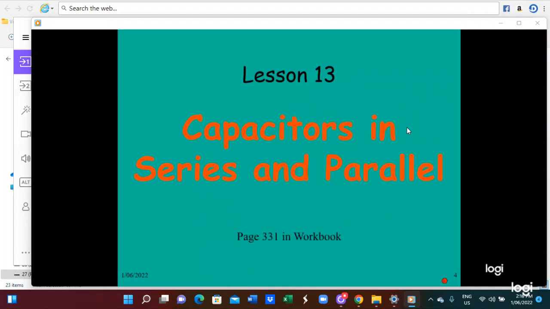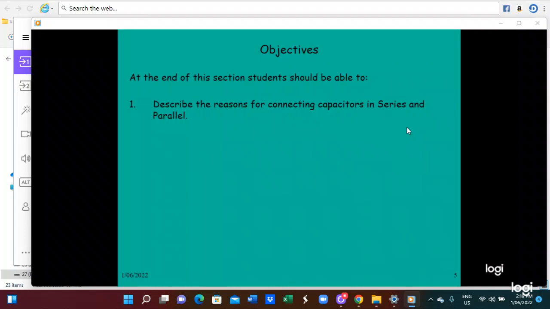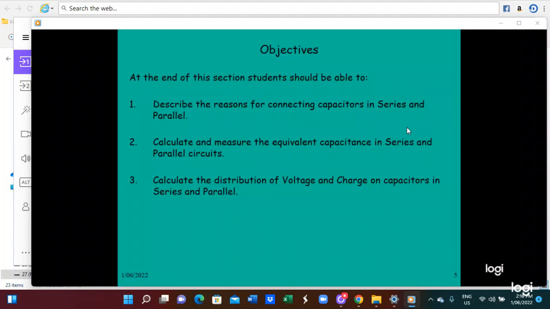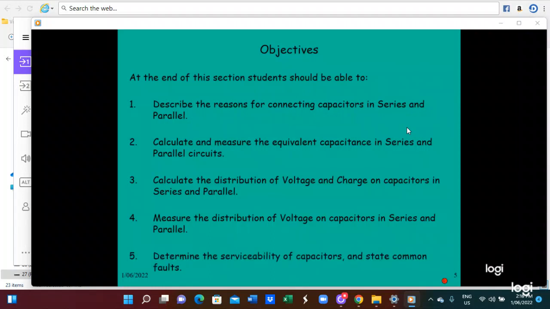At the end of this session, the student should be able to describe the reason for connecting capacitors in series and parallel. Calculate and measure the equivalent capacitance in series and parallel circuits. Calculate the distribution of voltage and charge on capacitors in series and parallel. Measure the distribution of voltage on the capacitors in series and parallel. Determine the serviceability of capacitors in a common state.